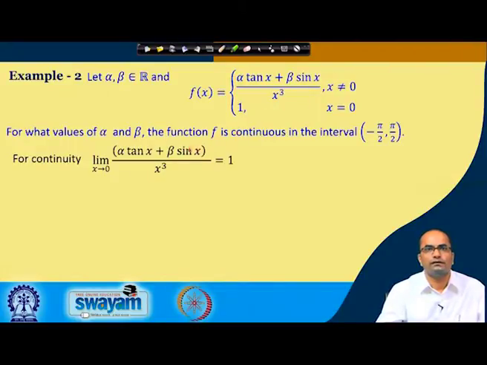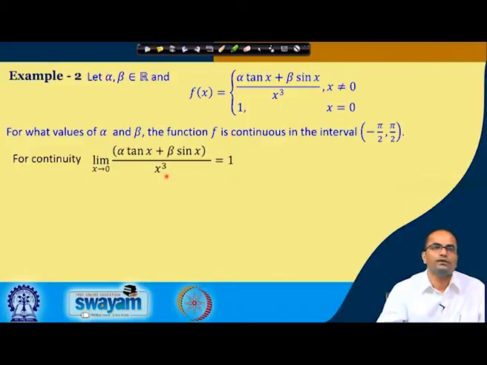So we are now setting that if the limit as x goes to 0 of alpha tan x plus beta sin x over x cube is equal to 1, then this function will become continuous. Out of this condition we will compute alpha and beta: for what values of alpha and beta is this limit equal to 1? Now let us compute this limit. When x goes to 0, tan 0 is 0, sin 0 is 0 and x cube is also 0, so we have the 0 by 0 form.